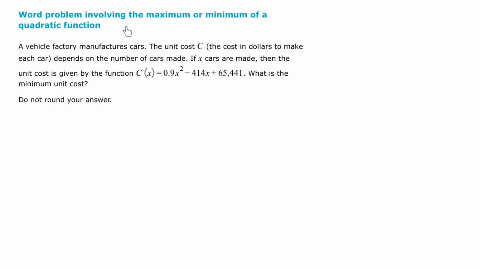A word problem involving the maximum or minimum of a quadratic function. Let's say a vehicle factory manufactures cars. The unit cost, capital C, cost in dollars to make a car, depends on the number of cars made. If x cars are made, then the unit cost is given by the function C of x is equal to 0.9x squared minus 414x plus 65,441. What is the minimum unit cost? Do not round your answer.